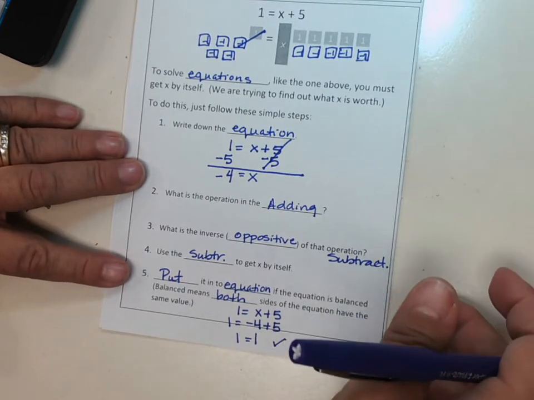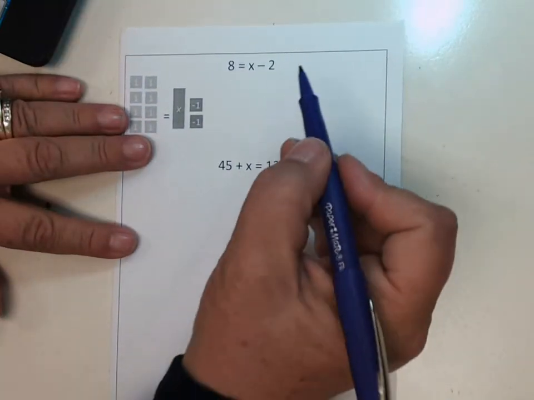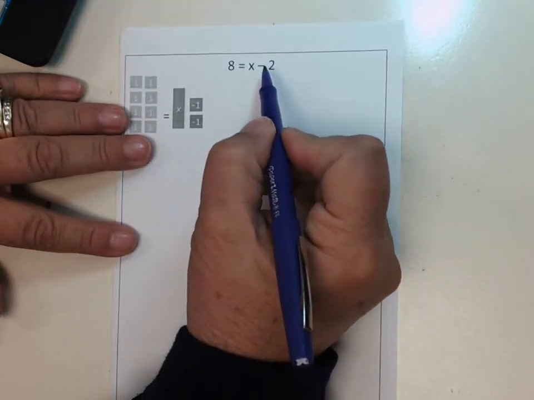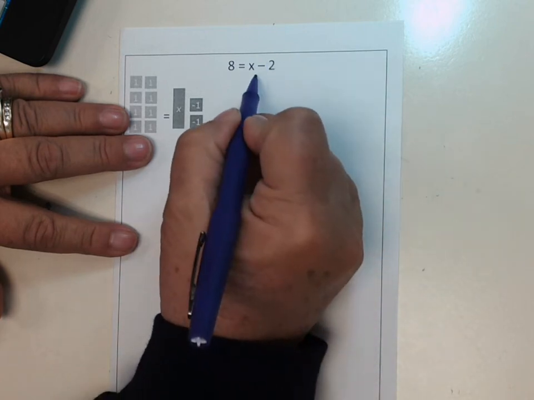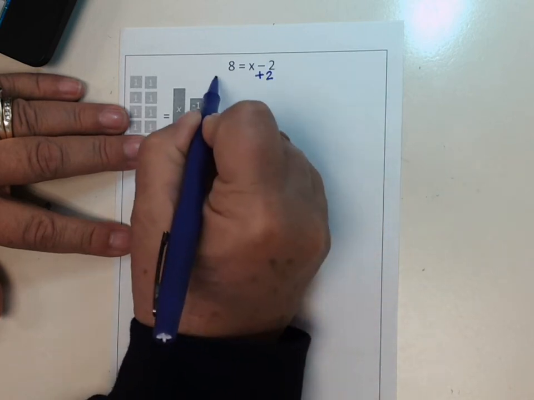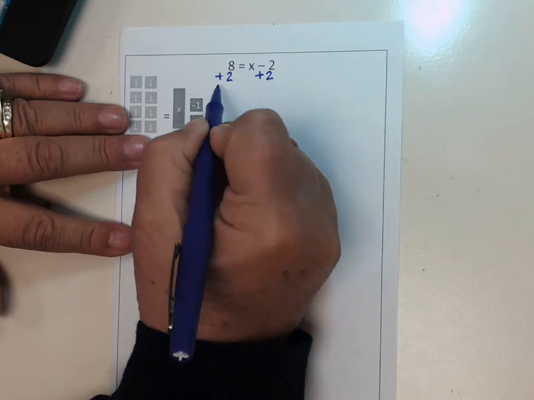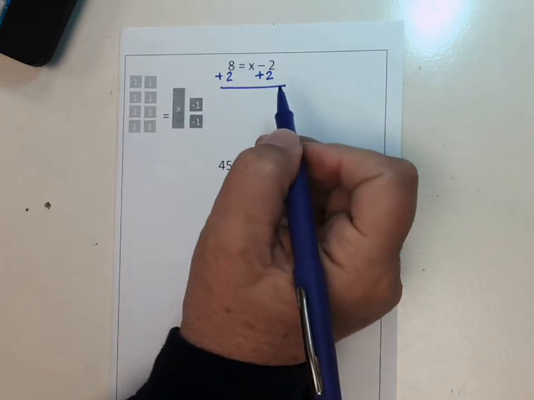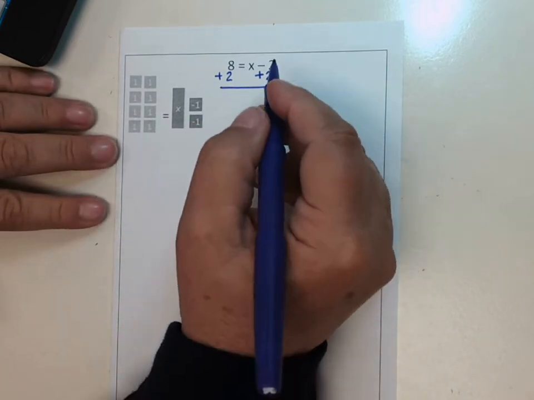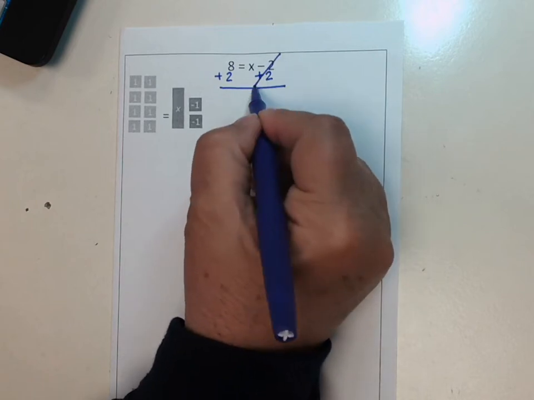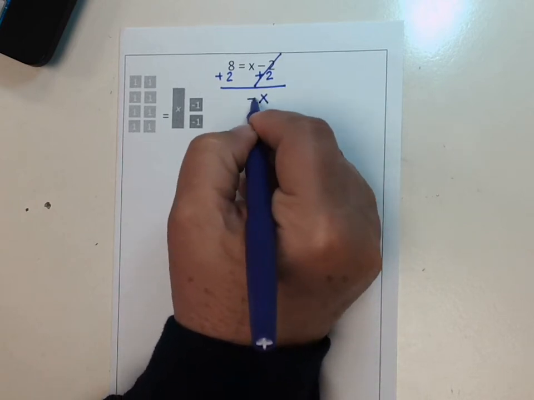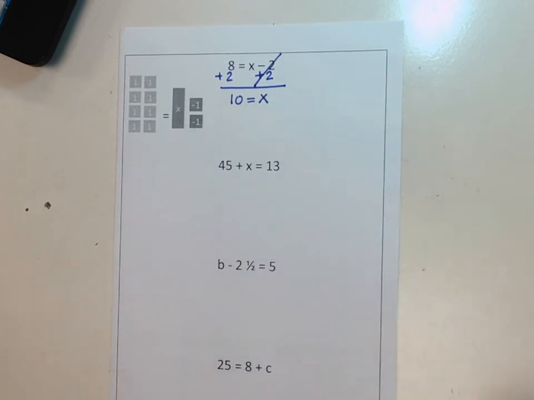See if you're right. All right, so on the back, so what's the operation? -2. So what we're going to do is we're going to add 2 to get rid of it. And we have to do that to both sides of the equation. And so these two cancel out. X equals 10.